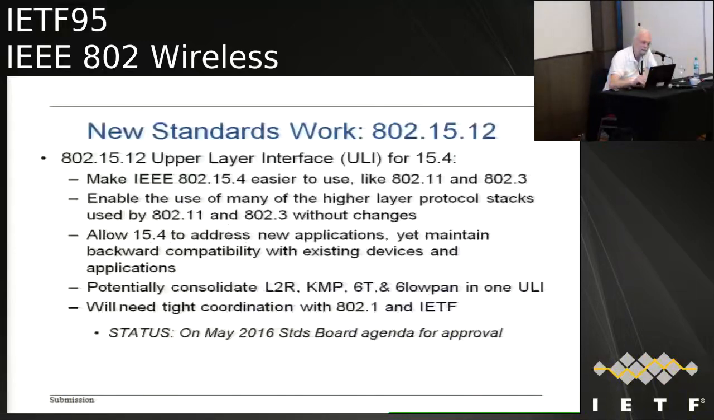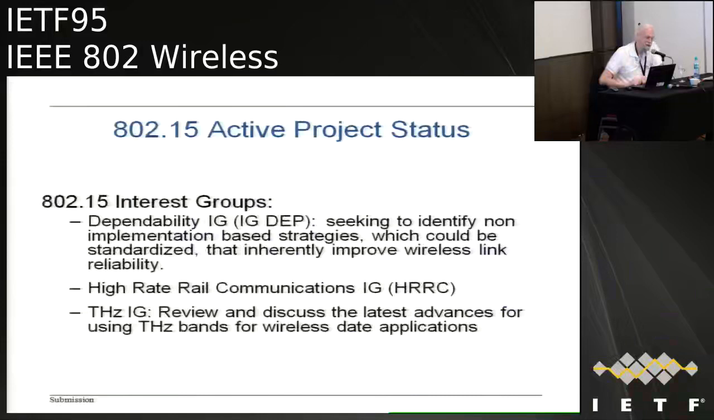Oh, wait a minute. Well, I'll get back to .12 in a minute. There's a couple of interest groups in 802.15. One's called the Dependability Interest Group, which I think is related to essentially reliable or quality of service sort of transmission, I believe. High rate rail communications, I don't have information about that. And then there's the terahertz interest group for using terahertz bands, which should be blazingly fast.